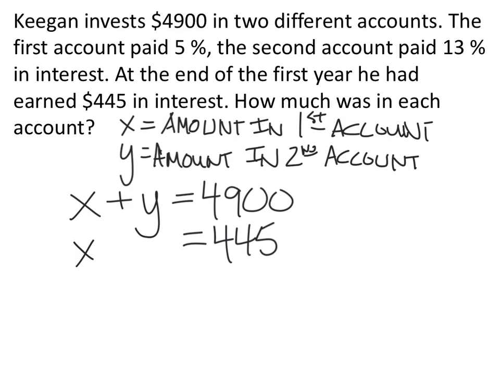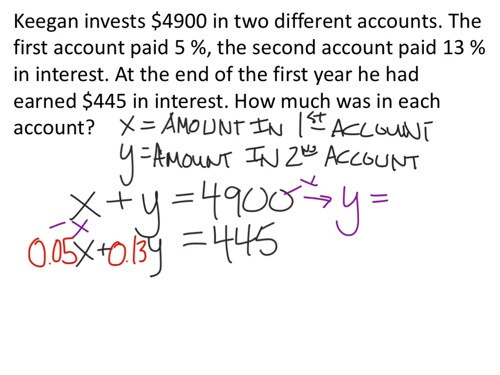But if we look at the two accounts, X and Y, how much was the first account paying out? Well, that was 0.05, which is 5%. We'll add this to the amount in the second account, which was 13%, so 0.13. Now that we have these two values, I'm just going to manipulate this equation so that we have X or Y equals. In the other example we did X equals, so I'm going to manipulate this one by subtracting X from both sides to make it Y equals 4,900 minus X.